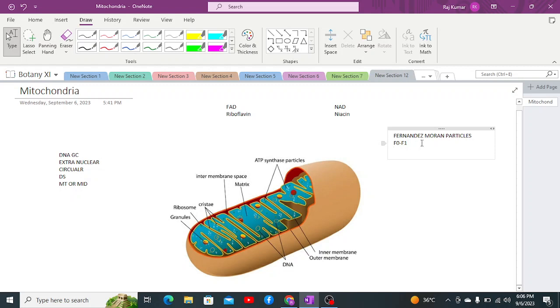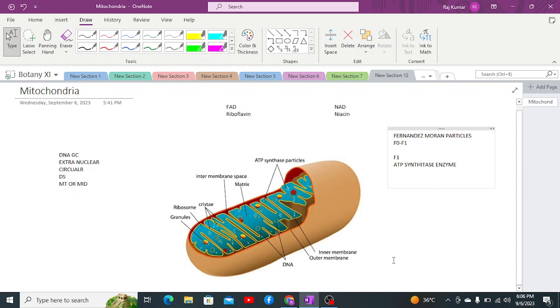Now, in these Fernandez-Moran particles, the F1 part has an enzyme known as ATP synthetase enzyme. So we are going to further discuss why it is important.